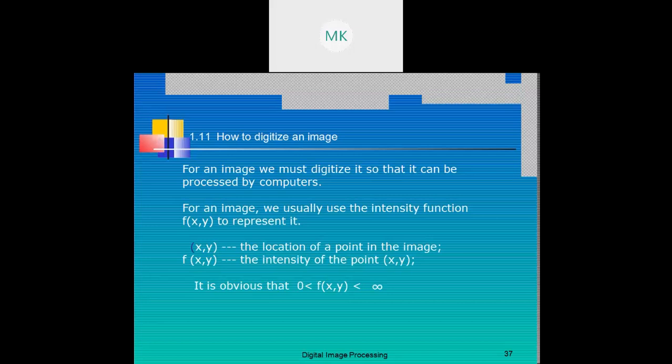So, an image is nothing but a two-dimensional function f of x comma y, where x and y are the spatial coordinates, and the amplitude of f at any pair of coordinates x and y is called the intensity of the image. When x and y and the intensity values of f are all finite discrete quantities, we call the image a digital image. So a digital image is composed of a finite set of elements, each of which has a particular location and value. These elements are nothing but picture elements, or pixels.